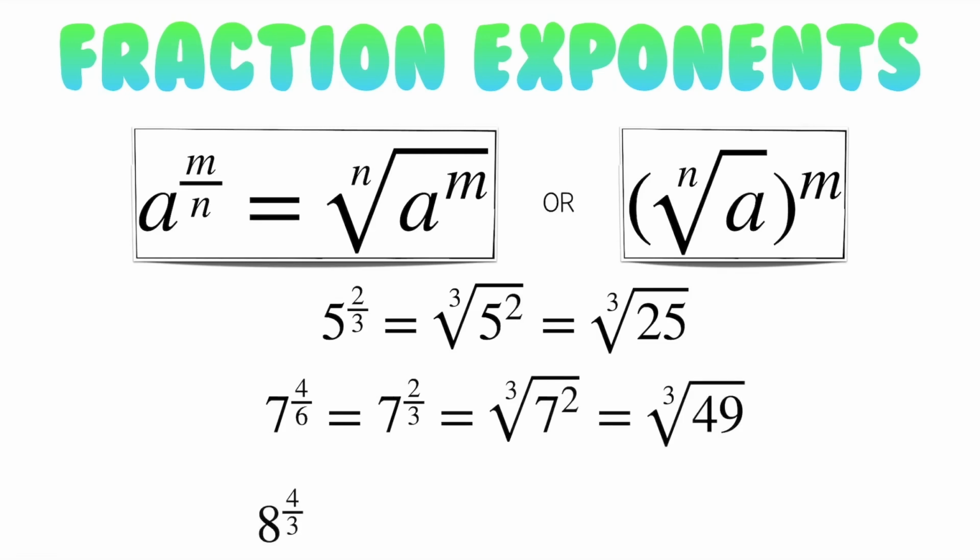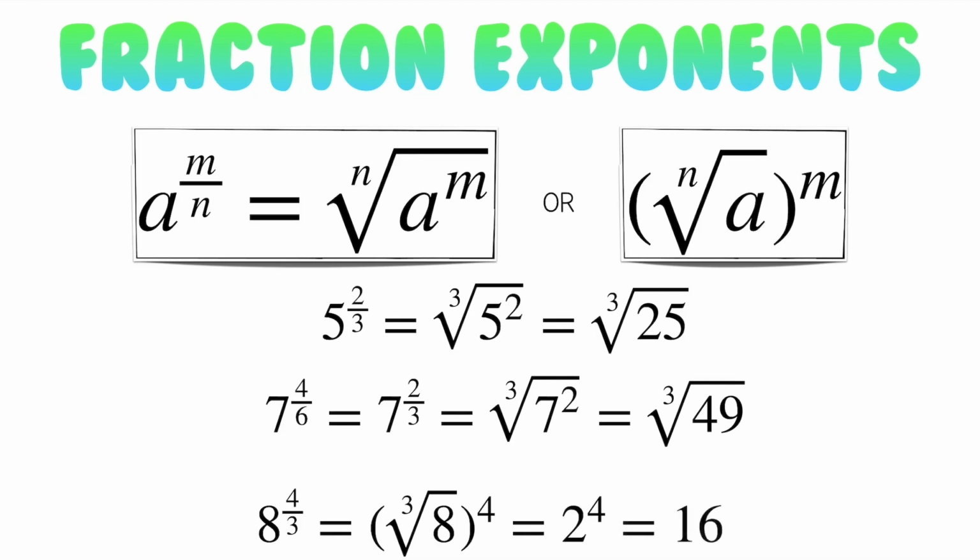Now, how about 8 to the power of 4/3? Well, the first thing I think when I see this is I have a cube root right here, and I know 8 is a perfect cube, because 2 cubed is 8. So, I'm going to take the cube root first to give me some smaller numbers, so I get the cube root of 8 to the power of 4, which is 2 to the power of 4, which is 16. I could do 8 to the power of 4 first and then take the cube root, but that gives me bigger numbers, so I wouldn't want to do that.